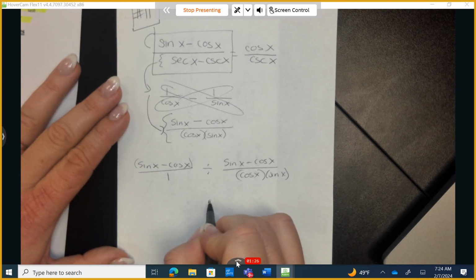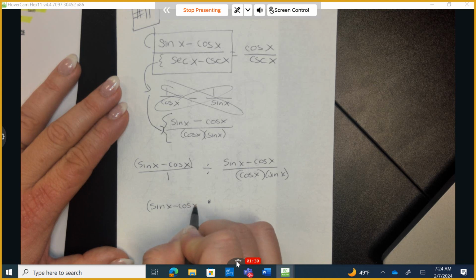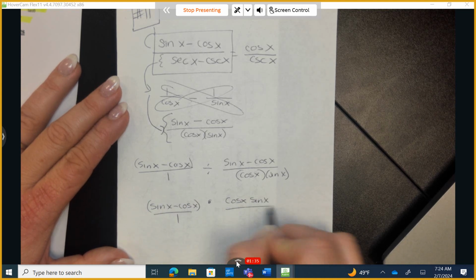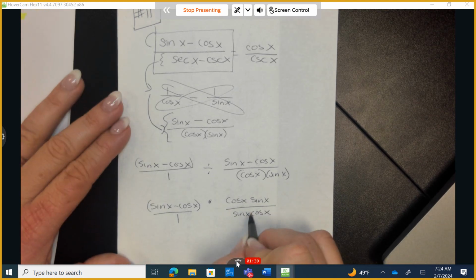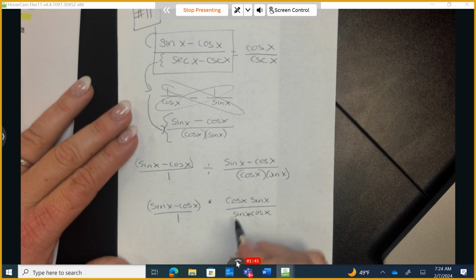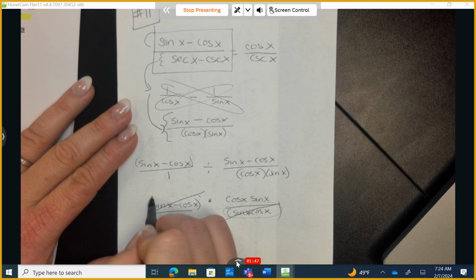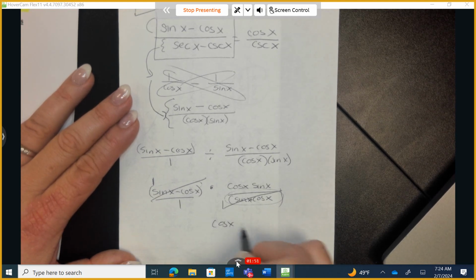When we divide fractions, we're going to turn division into multiplying. So the cosine of x, the sine of x over sine of x, cosine of x. And now we can see this quantity is exactly the same as this quantity. When we're multiplying, they're able to simplify down to 1. I have 1 times cosine of x, sine of x over 1.